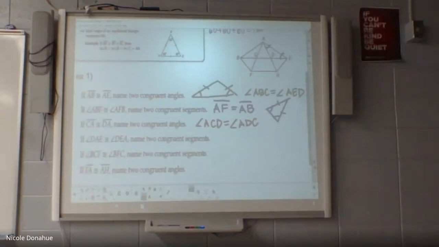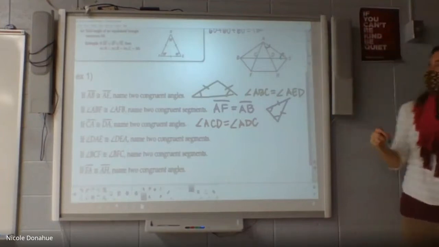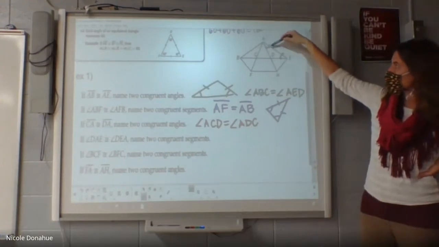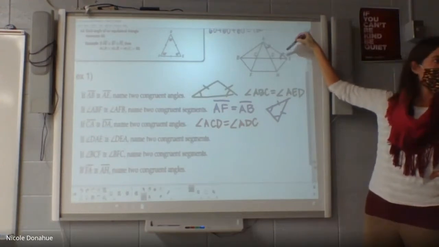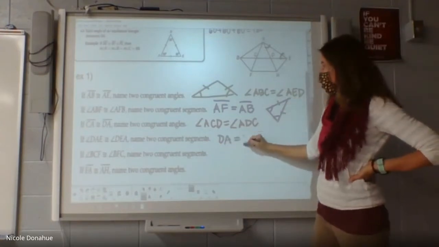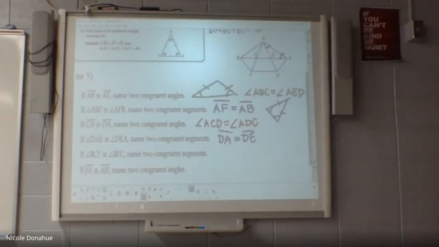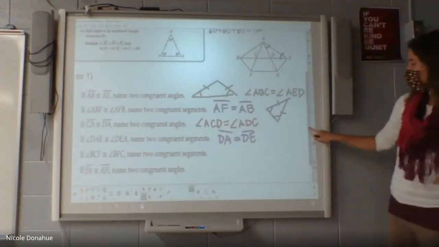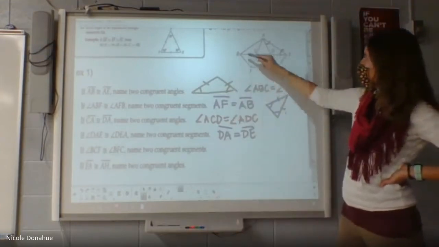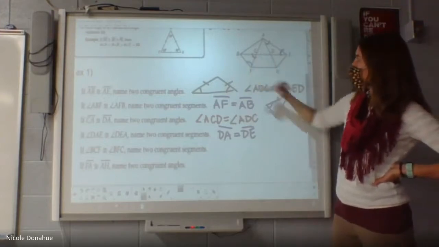All right, this next one, they give us these two angles over here. So Julia, which two sides are going to be equal in this case? They give us these two angles. Which two sides? Yep, DA, DE, you are right. Okay. The next one is BCF. BCF there, and BFC there.